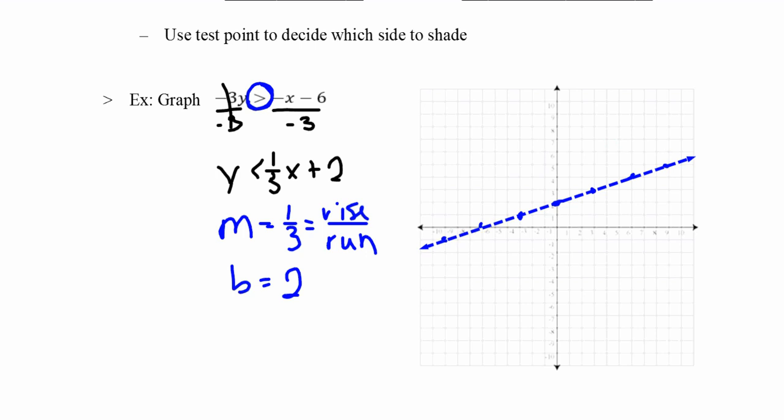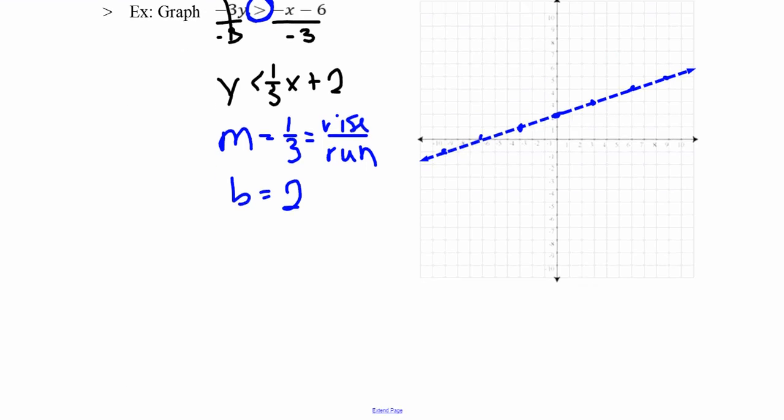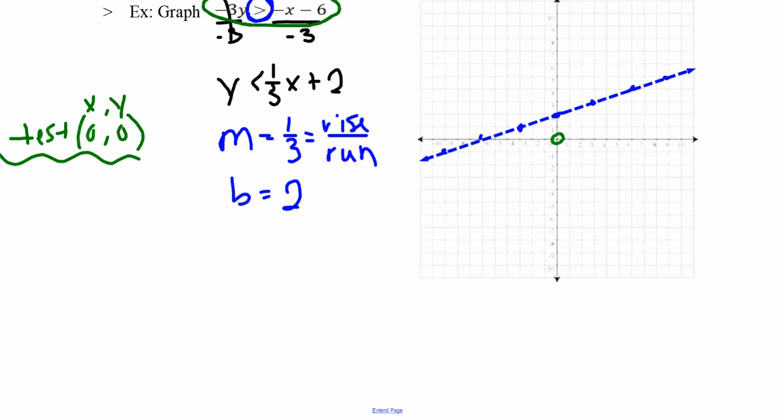Now the last piece that we need is to know where to shade. So I'm going to choose a test point. You want to choose something easy because you are going to be plugging this in yourself. I like to use 0, 0 when it's available to me. I can use any point that's not on the line itself, so 0, 0 works for me today. So if I want to test the point 0, 0, I remember this is x, this is y, so this is what I'm plugging in. And I want to plug back into the really original problem here, -3y is greater than -x minus 6, just to make sure that I haven't made any mistakes on the way through.